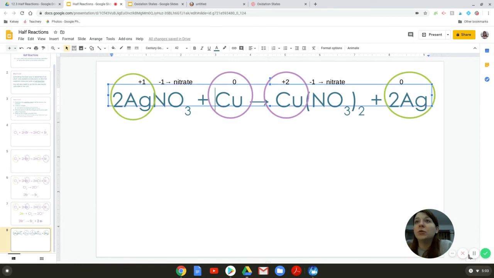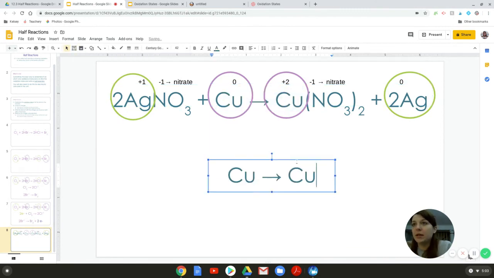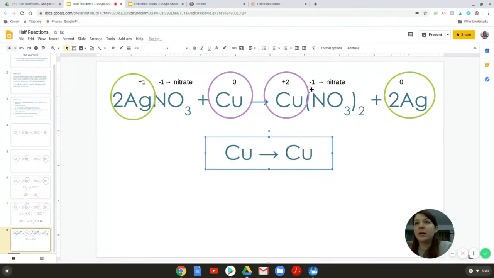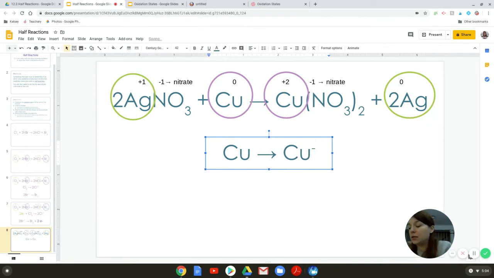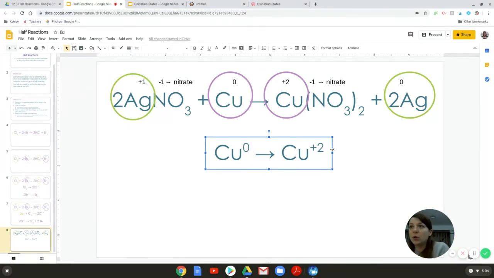So what I'm going to do, I'm going to put this right here. So step 1 is find the oxidation states. 2, look for changes. 3 is write them with their charges. So if I were to do that, we could even do this. If you want to see the 0 up here, that's fine. So we have copper 0 changing into copper +2.